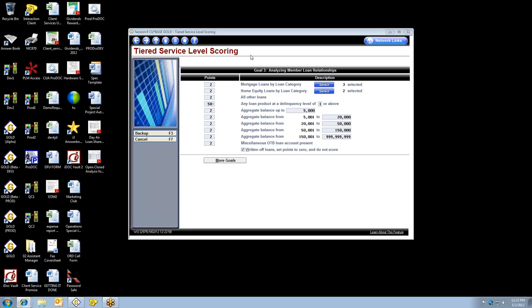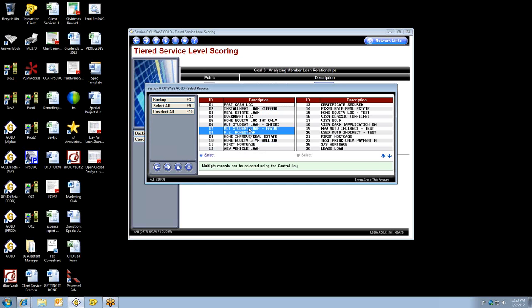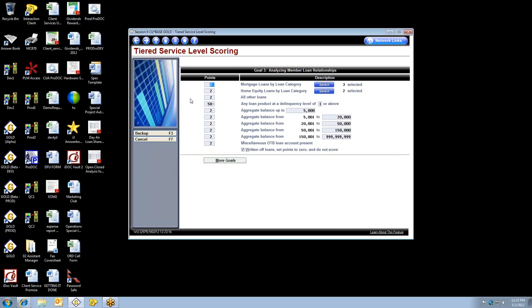And they will score for each account that is held. So if I have a loan category in here of a student loan, for example, and this particular membership were to have 3 student loans, they would get the points that you have listed times 3, for example.